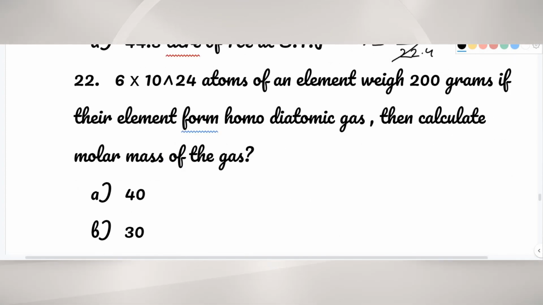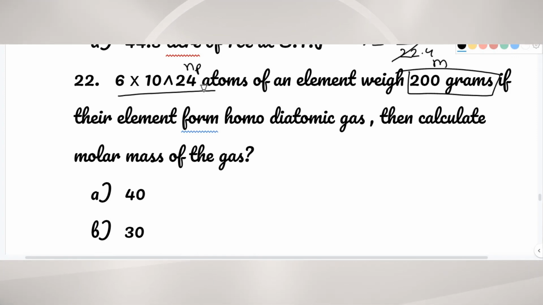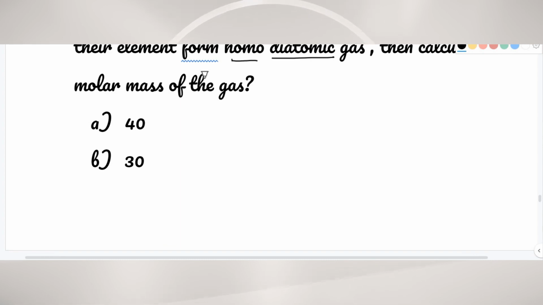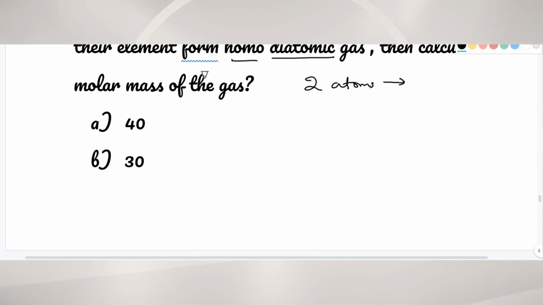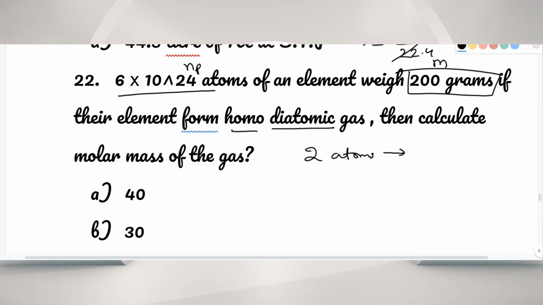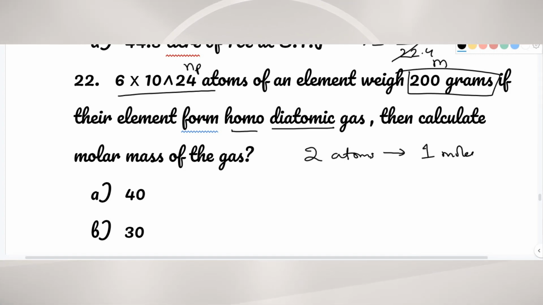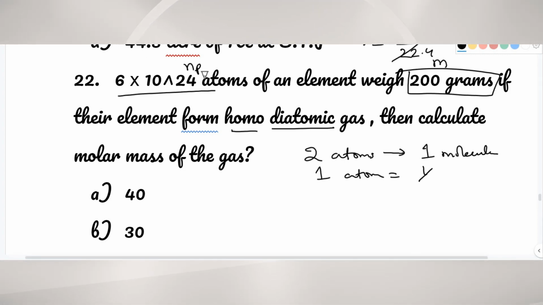Moving ahead for 22nd question. 6 into 10 to the power 24 atoms of element weighs this much given mass, in their form of homo diatomic gas. Okay, oxygen, nitrogen, those all. Calculate molar mass of the gas. See, 2 atoms is 1 molecule of that diatomic gas. So 1 atom is half molecule. Alright, so this will remember.